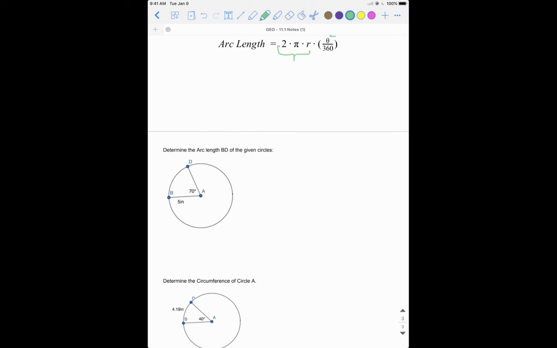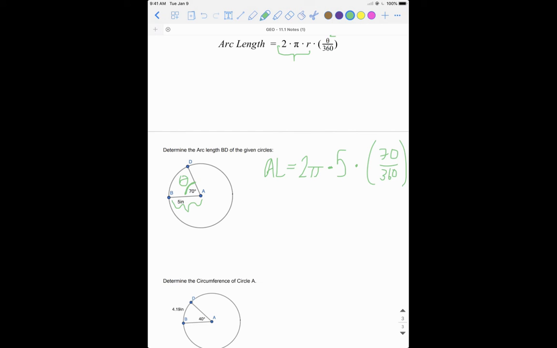So if we look at determine the arc length of arc BD given this specific circle, setting it up, we want to set up our arc length. Let's say AL, arc length, is equal to 2 pi times our radius, which in this case is 5 inches, times 5. And then we multiply by our angle, 70 over 360. We pulled that angle from right here. That's our theta.